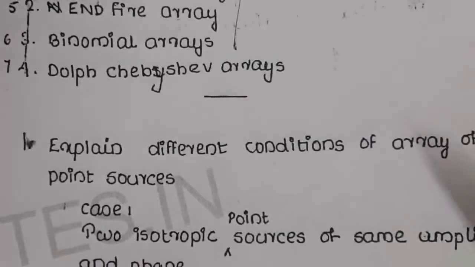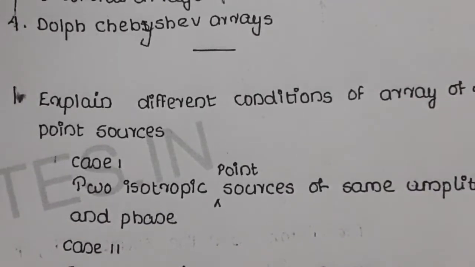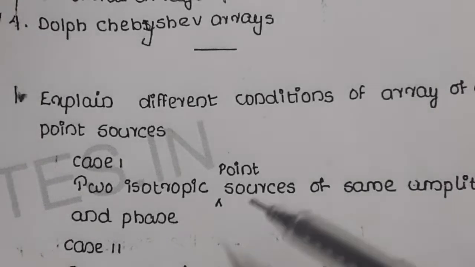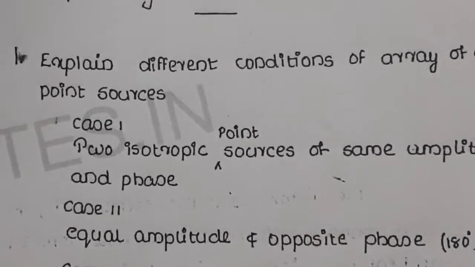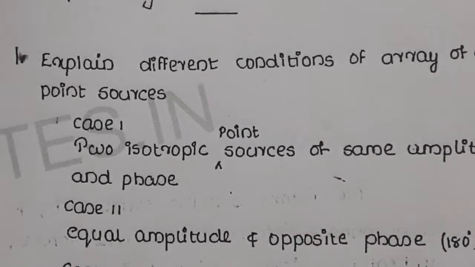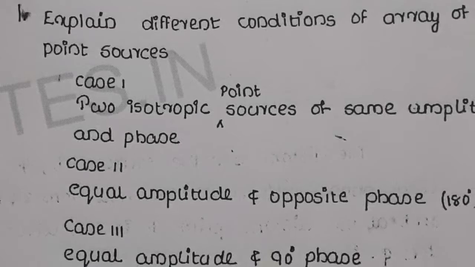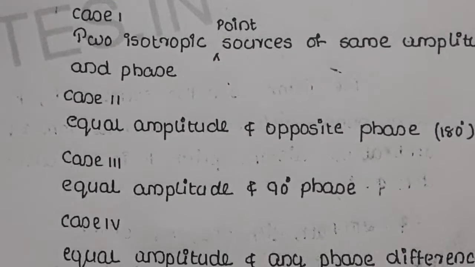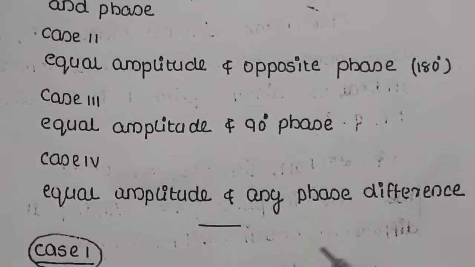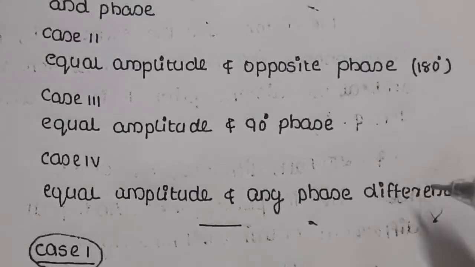And now the different conditions of the array of point sources: we take the case when the 2 isotropic point sources have the same amplitude and the same phase. Then 2 point sources with equal amplitudes and opposite phase; we already discussed these 2. And the third case, equal amplitude and some phase shift, that is 45 degrees or 90 degrees phase shift like that. And equal amplitude and any phase difference, this is case 4. We already discussed in the previous sections the 3 cases and the 4th case also.